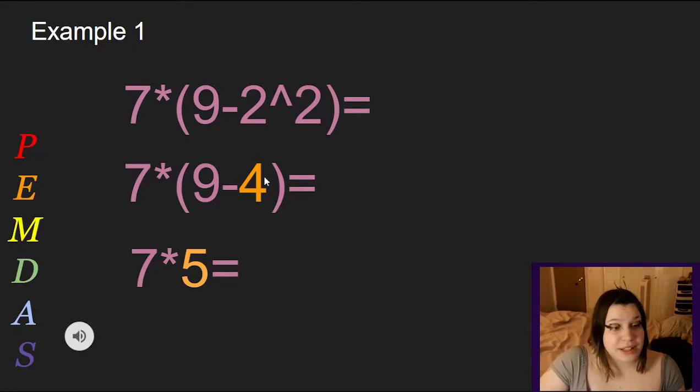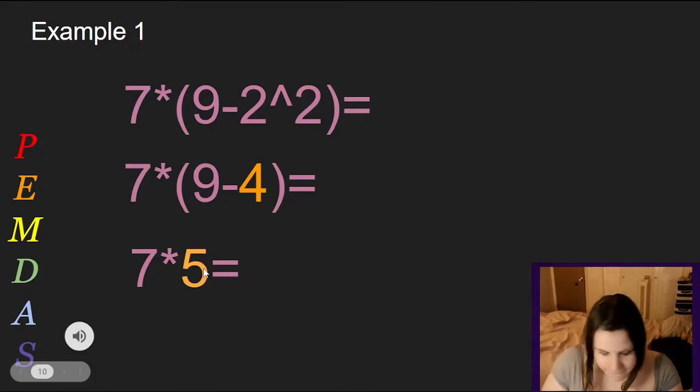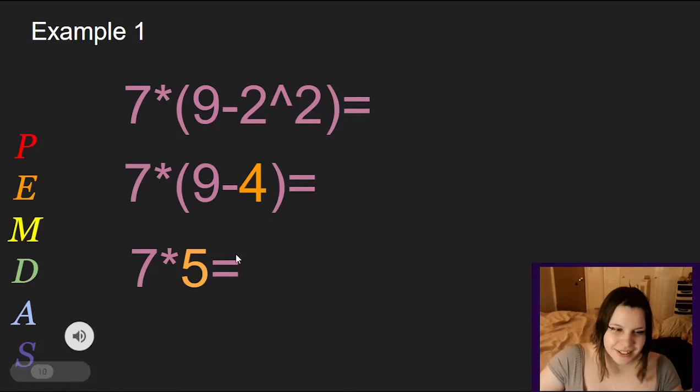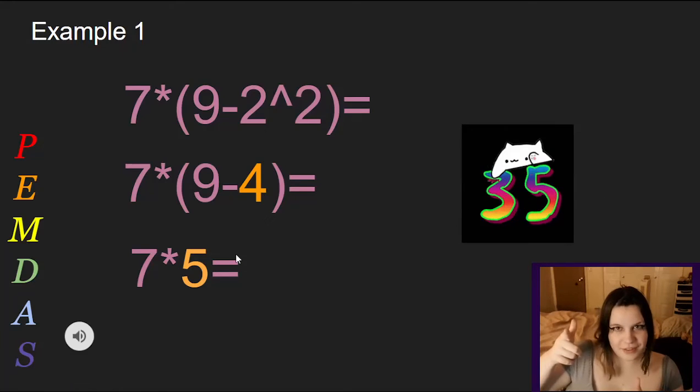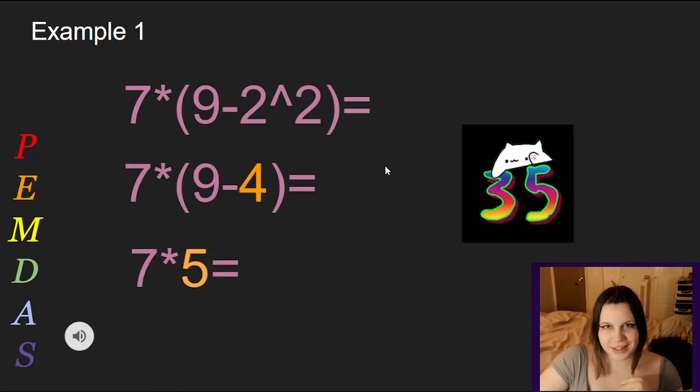Now it's still in the parentheses, so even though this is multiplication, we're going to do the subtraction first. So it is subtraction in the parentheses, giving us 5, and then 7 times 5 is, drumroll please, 35. Little bongo cat.